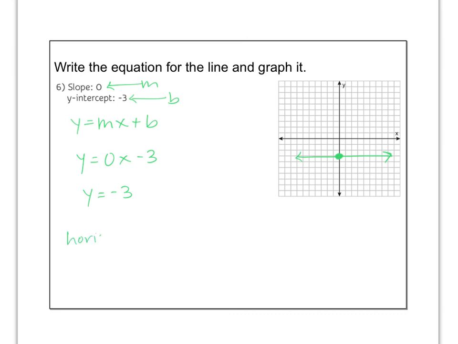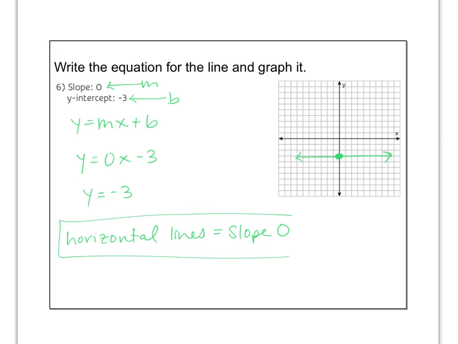All horizontal lines have slope 0. Pretty cool. So that's something to remember. But the final equation, as far as our answer goes, is just y equals negative 3. And then the graph looks like that horizontal line that goes through the y-intercept at negative 3.